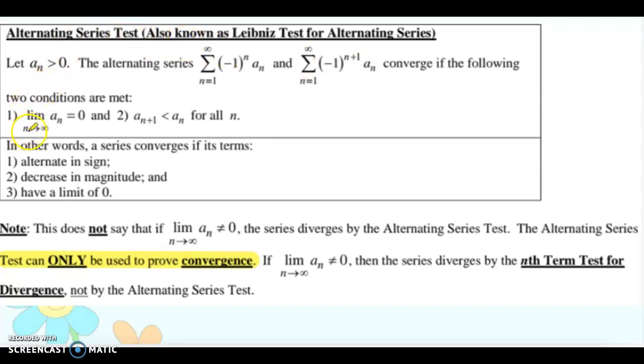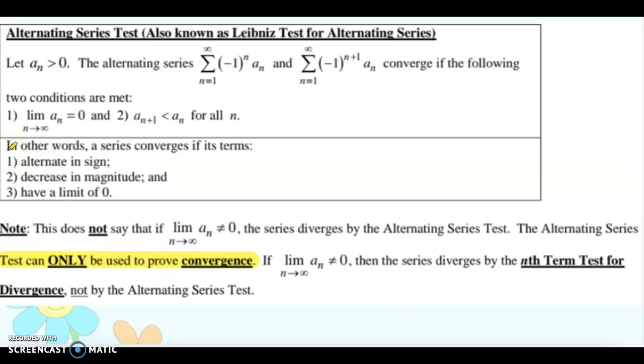First, the limit as n goes to infinity of the term is equal to 0, and the next term is smaller than the original starting term. So that means it's decreasing in magnitude. Each and every time the absolute value of the term is getting smaller.